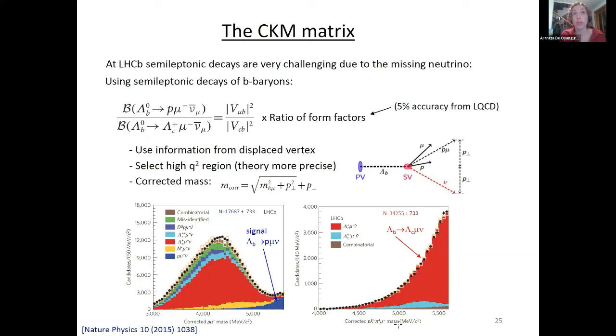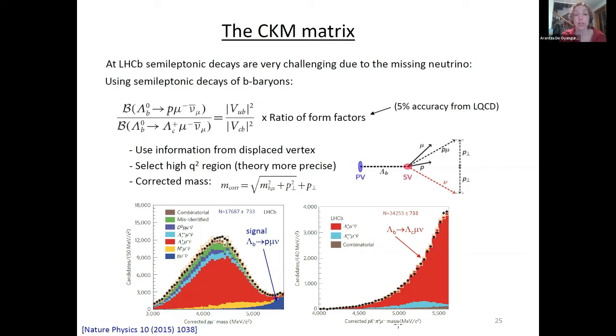So how are you going to do it? You cannot reconstruct the neutrino because you don't have all the kinematic constraints in the event. So at LHCb, at proton-proton colliders, the semi-leptonic decays are really very difficult to reconstruct because you don't have all the information about the event. But even like that, it has been possible to do at LHCb.